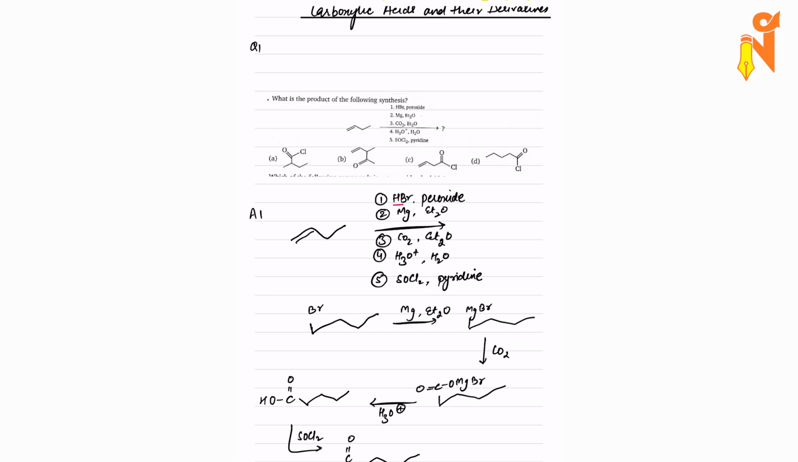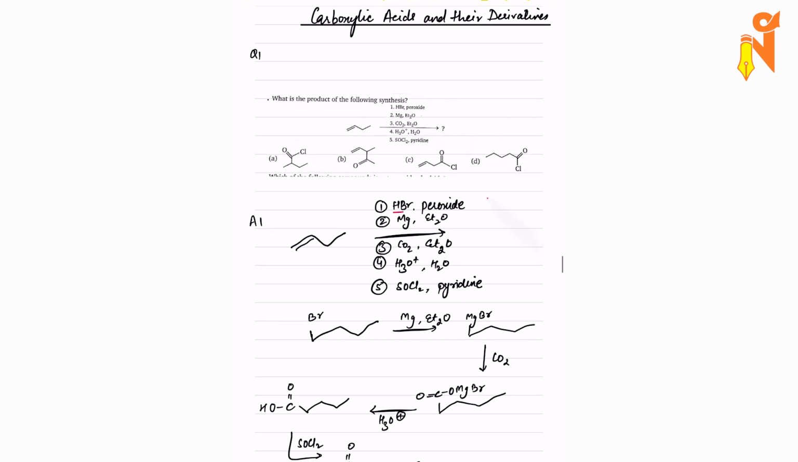When we do HBr with peroxide, anti-Markovnikov addition of bromine will take place. So this is the molecule we will get. Mg and dry ether will form the Grignard reagent, that is MgBr. Then CO2, with C double bond O, has delta plus on carbon and delta minus on oxygen. So the attack will be like this, and it will form C double bond O MgBr.